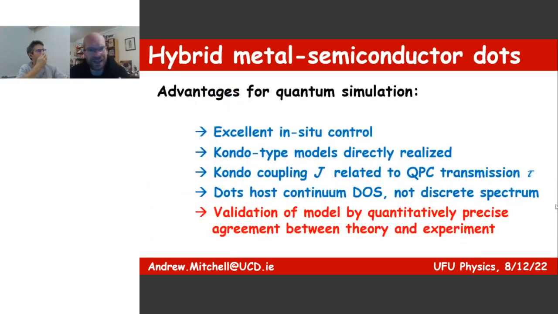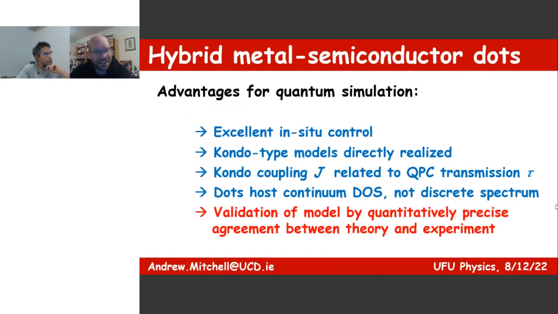Okay, so I want to advertise, I guess, these hybrid metal-semiconductor components. Here we have a semiconductor where we spin polarize the electrons, so they're actually operating in the quantum Hall regime. I didn't mention that, but that allows for these very pristine chiral edge channels, which have a very well-controlled transmission across the QPCs. And then there's this metallic component in the middle, which provides this large density of states for the quantum dot, providing basically a bath of electrons on the dot itself. So these systems really provide excellent in situ control of all of the parameters that you might want to control in your model, which is good if you want to do simulation.